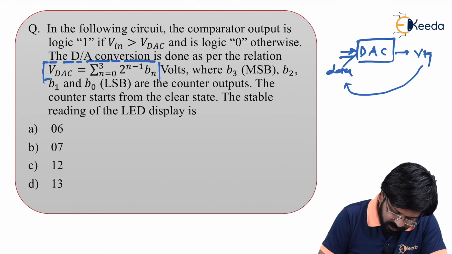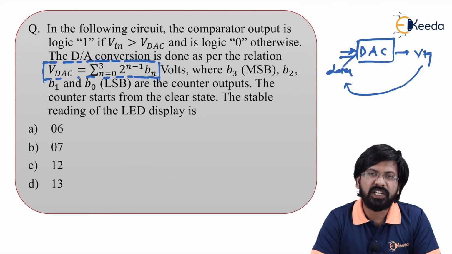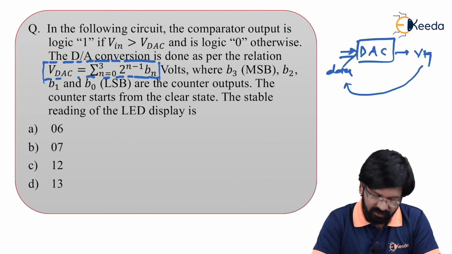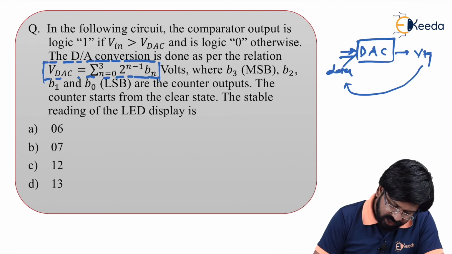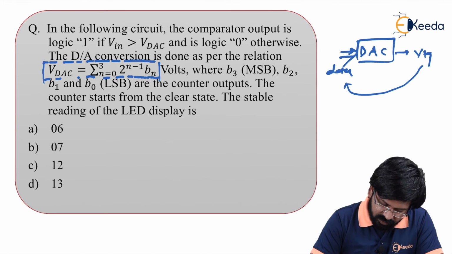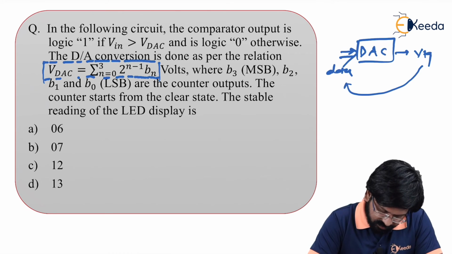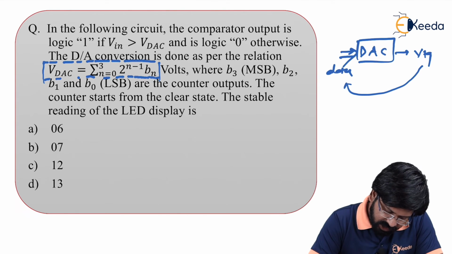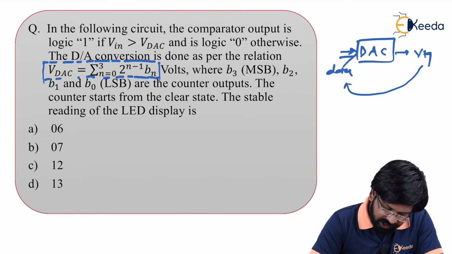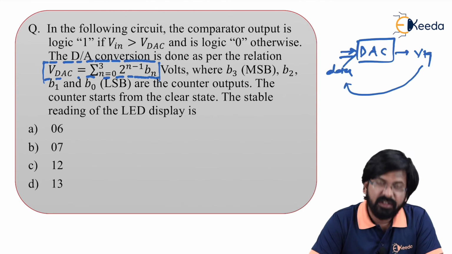You can see that. Otherwise, we have a standard formula to refer, but in case they have provided a formula of their own, it is again your duty to refer to the same formula. So what they say is, B3 is MSB, B2, B1, and B0 is LSB of the counter output, right? So you know that the DAC is driven by the counter, as we have already seen in the last diagram. The counter starts from the clear state, it's fine. The stable reading of the LED display is whether it is 6, 7, 12 or 13.